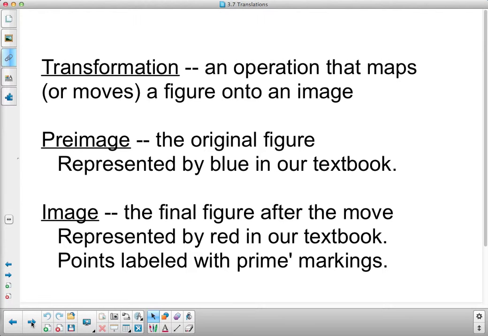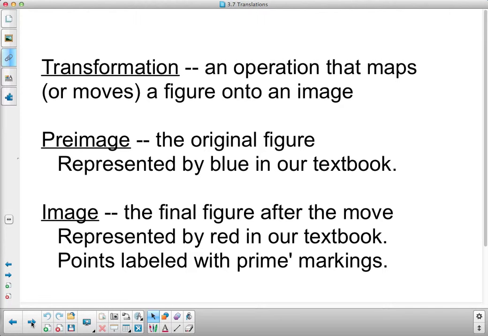Pre-image is the original figure. In your book, they colored the pre-image blue. I wish it was green, but blue is the one to start with. And then the image is the final figure, and they color that one red. So you stop on the red one. That's your ending one.